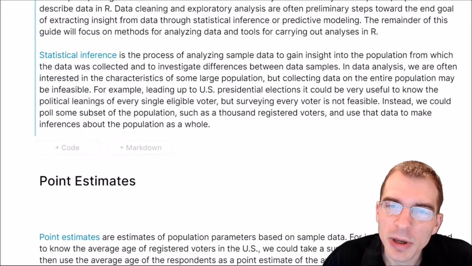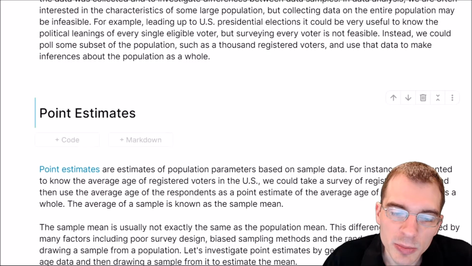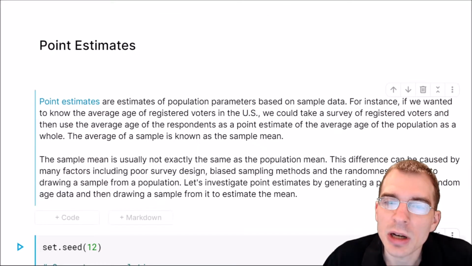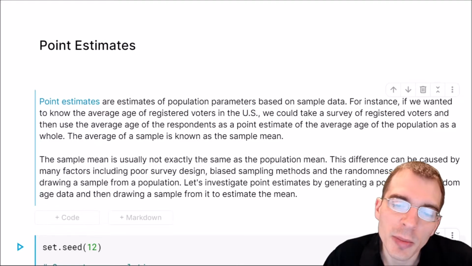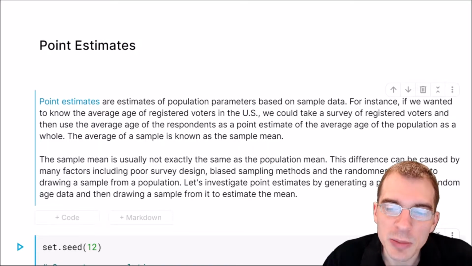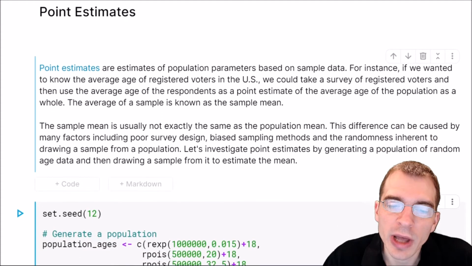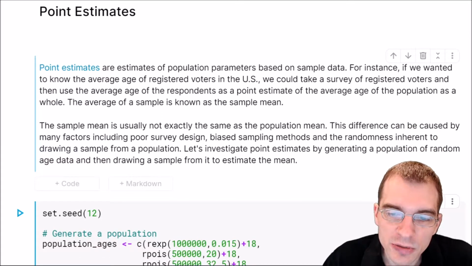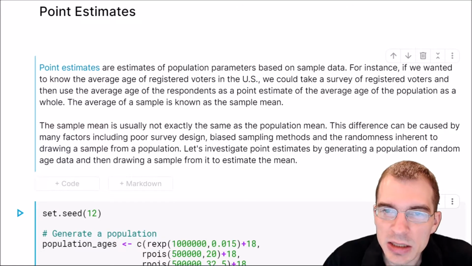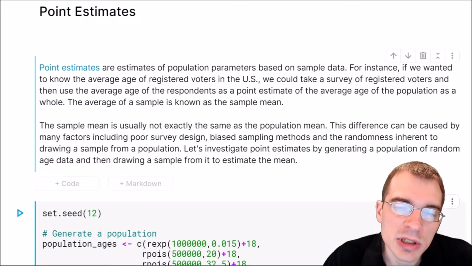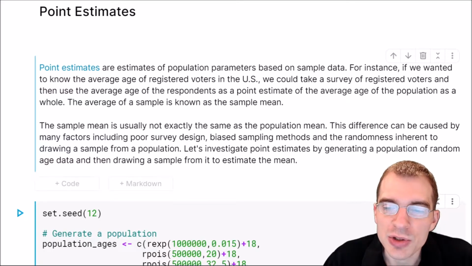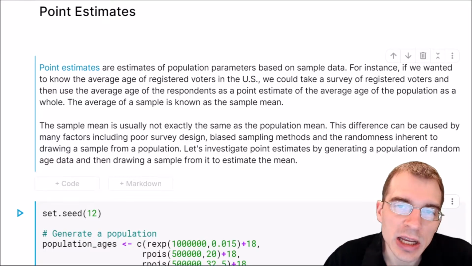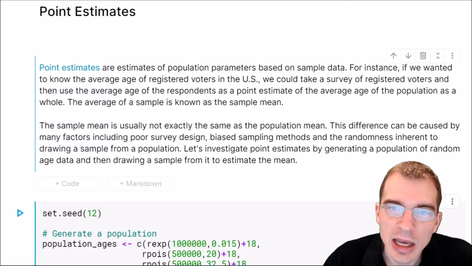So we'll start learning about statistical inference by learning about point estimates. Point estimates are estimations of population parameters based on known sample data. For instance, if we wanted to know the average age of all the registered voters in the US, well, since we can't sample every single person, we could instead take a survey of registered voters and then use the average age of those survey respondents as a point estimate of the average age of the population as a whole. The average of the sample is known as the sample mean.